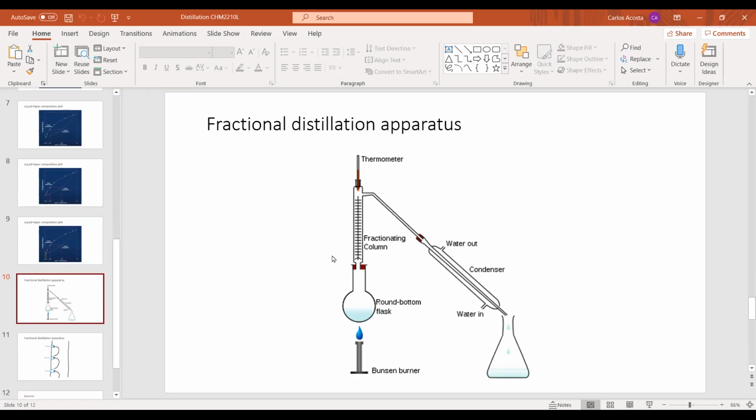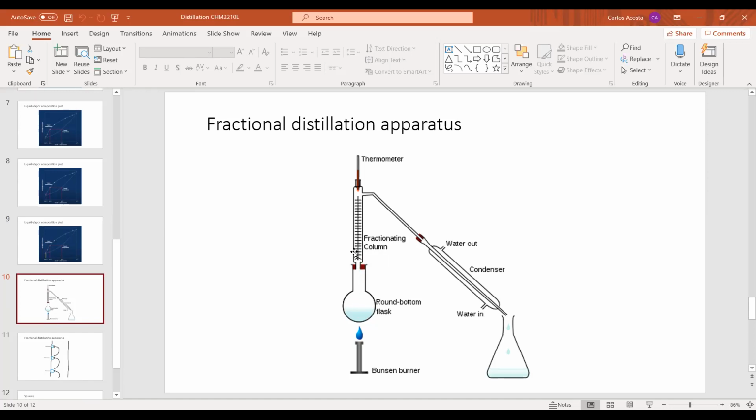The only difference is that fractional distillation has a fractionating column attached to it. Now, this fractionating column is just a long column, and it has inert packing in it, usually glass beads. But the idea behind the packing is you want to give the column a lot of surface area for the vapors to condense on. So what's going to happen in the fractionating column is you're going to heat your mixture. So we're going to heat our 50-50 mixture in this round bottom flask. It's going to travel up the column.